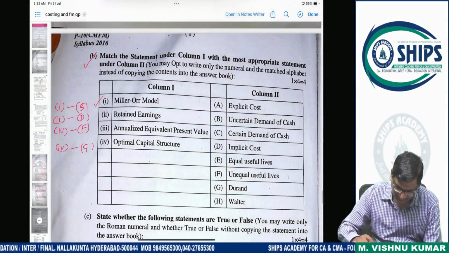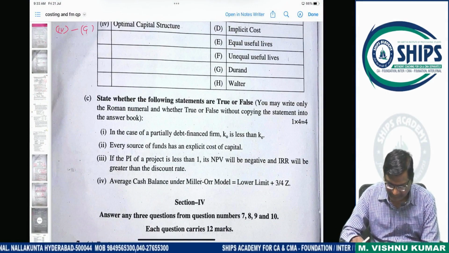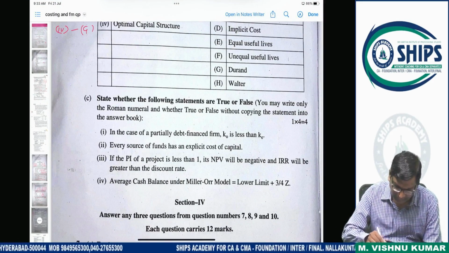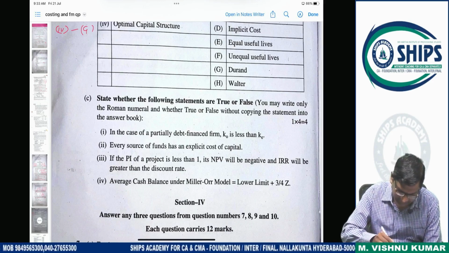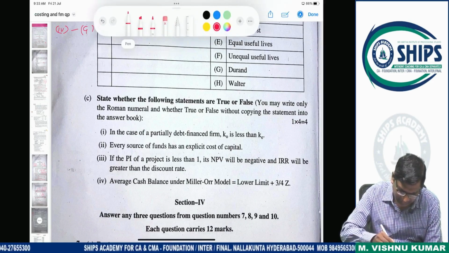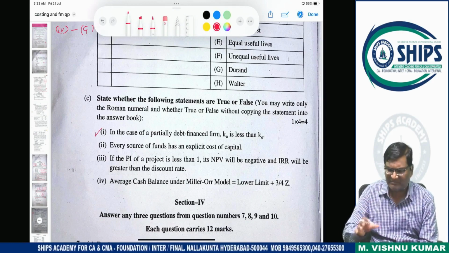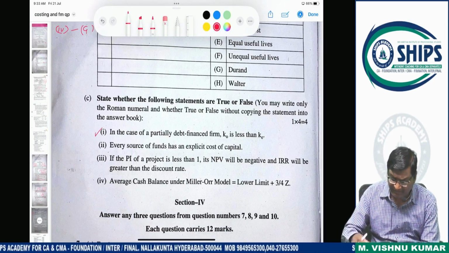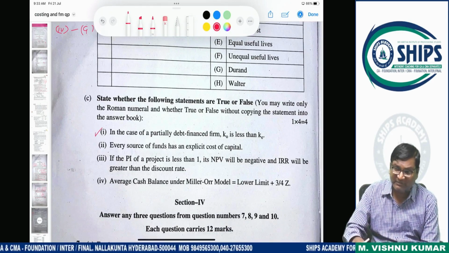Till now, true or false. Last section of your short answers: true or false. So in case of a partially debt financed company, KOE is less than KE. Yes. Means because of debentures, sometimes we will get the benefit. Always, but sometimes we'll get more benefit. Students will think that cost of equity is always a yes. But because of debenture, sometimes what will happen?